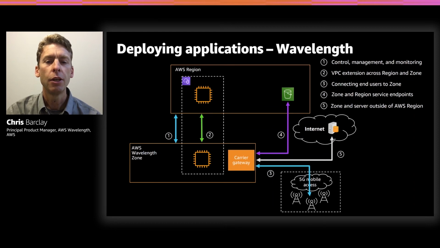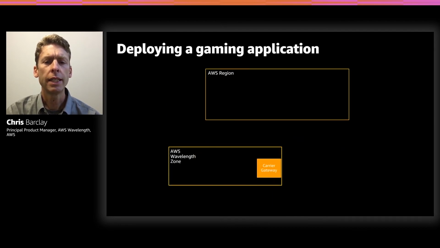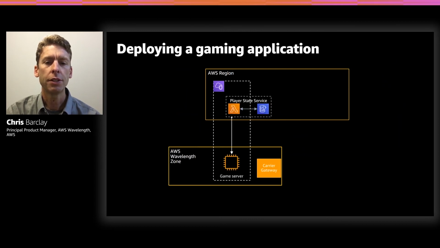So as you can see, Wavelength zones provide compute at the edge with the developer experience the same as in AWS regions, as you're still using the same EC2 instances and VPCs, and at the same time this gives you the flexibility to construct your applications that use 5G networks and regions. So in this example, the latency-sensitive portion of the application, the game server, is placed in the Wavelength zone, while the non-latency sensitive components like the player state service and the matchmaking service are placed in the region.